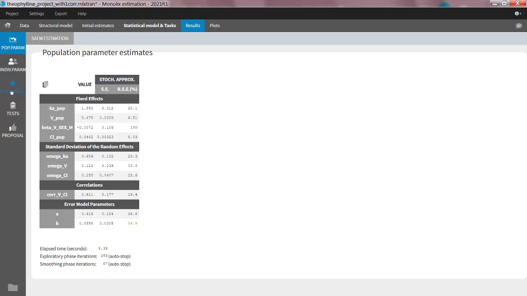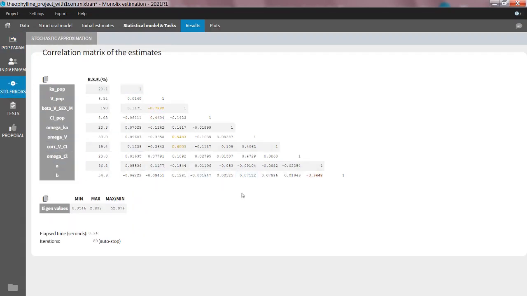This correlation is indicated in Monolix in this matrix here. In this example, for instance, I see that the error model parameters a and b have a strong negative correlation, meaning that I can have a large a and a small b, or the opposite, but not both a and b large. The correlation matrix is a good way to visualize the strength of the correlations because all values are between -1 and 1.